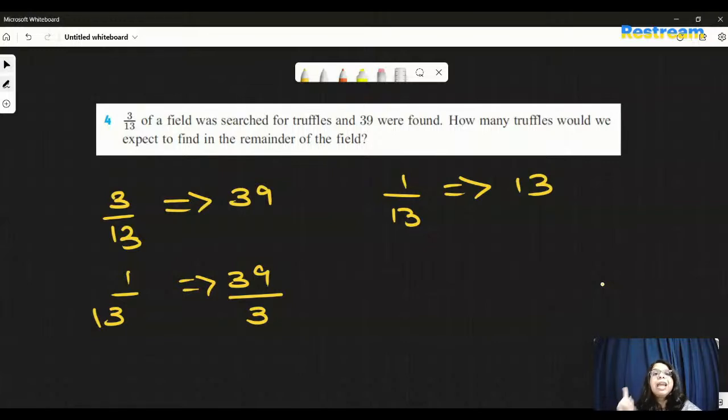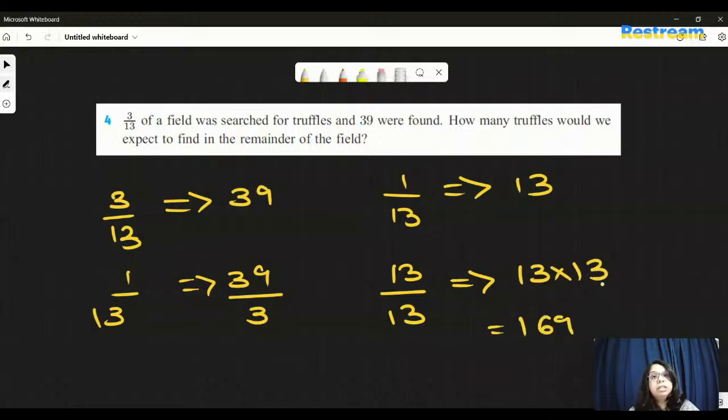Now they have asked for the entire field. That means we need 13 by 13. So the entire field will be 13 by 13. So we are going to multiply 13 times 13, which is going to be 169, which is 13 squared.